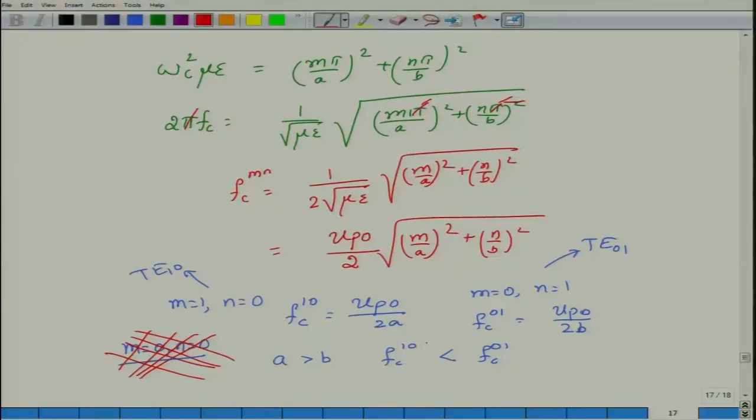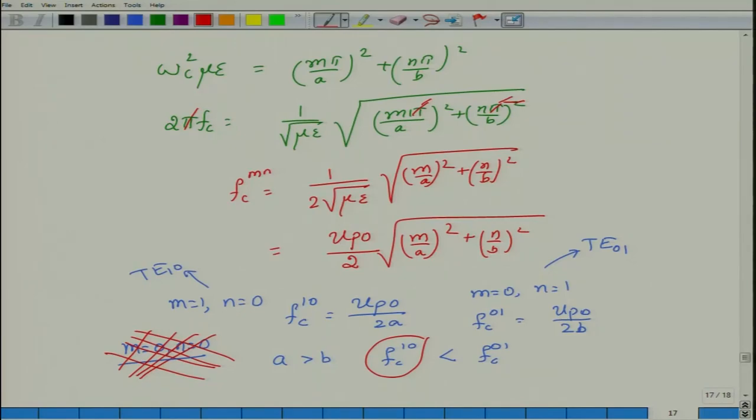So please keep that in mind, and therefore this TE10 mode, whose cutoff frequency is fc10, is called the fundamental or the dominant mode. Now, I have used the word mode a lot of times. So, what is the mode that I am talking about?